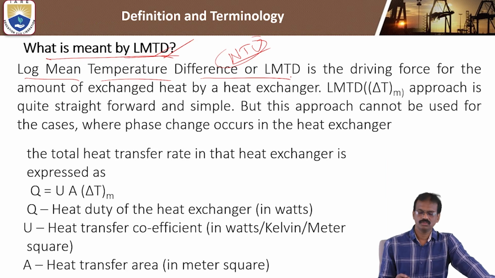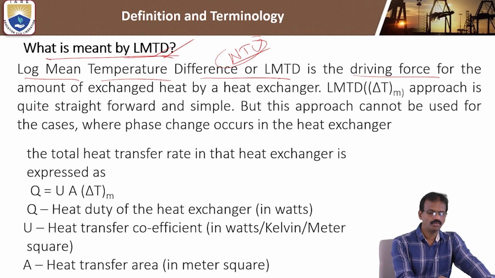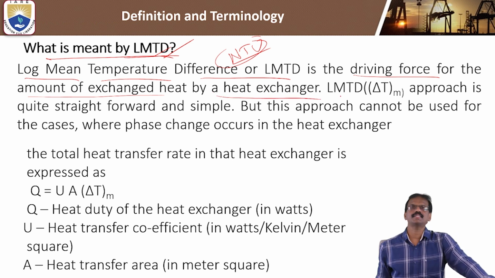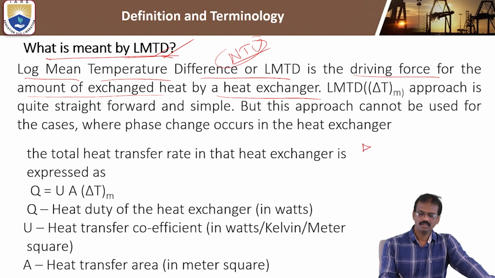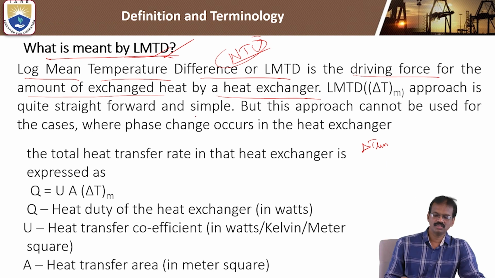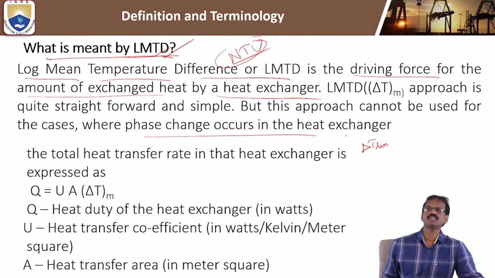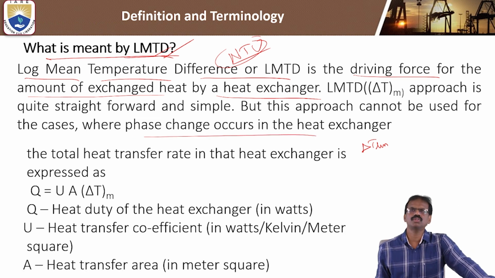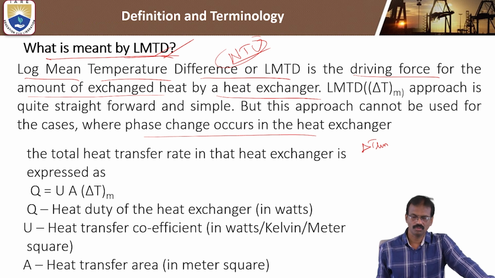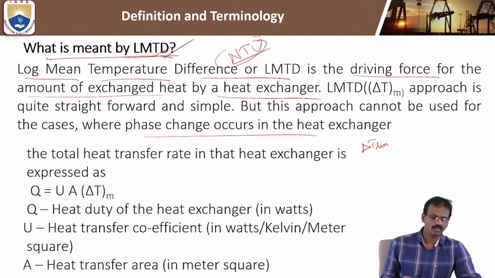LMTD is the driving force for the amount of heat exchanged by a heat exchanger. So the LMTD, delta TLM, approach is quite straightforward and simple. But this approach cannot be used for the cases where phase change occurs in the heat exchangers. Only un-phase-changed heat exchangers, meaning parallel flow, counter flow, cross flow. We'll see.